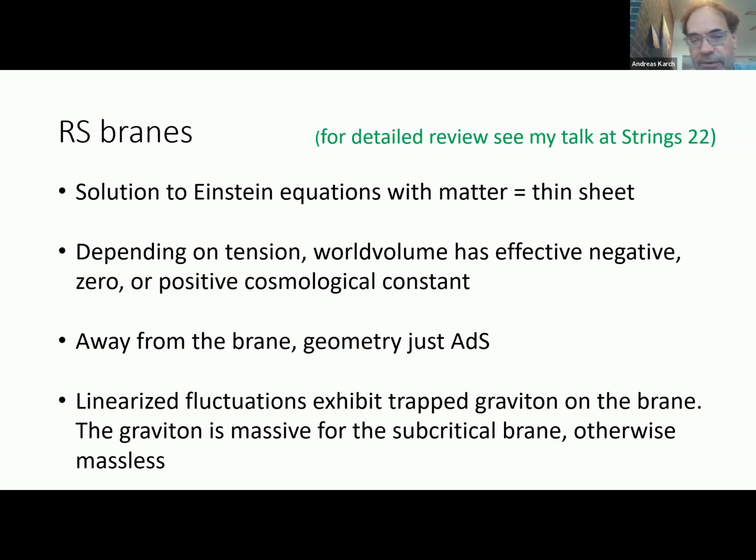Away from the brane, the geometry is just AdS, so you end up gluing together portions of AdS if you solve Einstein's equations. One interesting thing about these branes that will feature very prominently in all of this is that if you study linearized fluctuations around the solution, they exhibit a trapped graviton on the brane. That graviton is massive in the subcritical case and massless in the critical case.